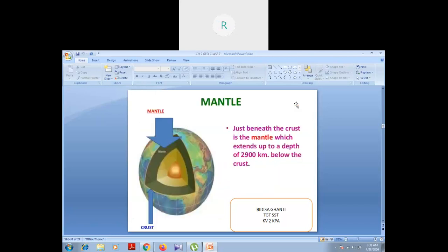Next is the mantle. Just beneath the crust, you can see the mantle. The mantle extends to a depth of around 2,900 kilometers below the crust. So the mantle is around 2,900 kilometers thick, below the crust.